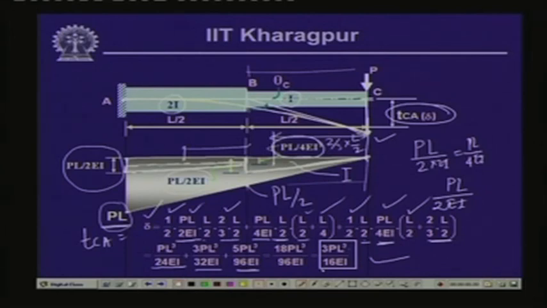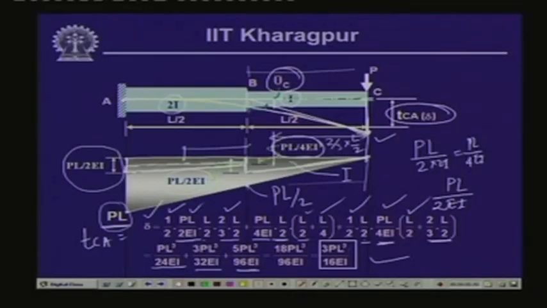And also, if we would like to compute the value of the slope, if we take the tangent at this particular point, and here since the tangent is horizontal, this will give us the value of the slope, which is equal to theta C, and this theta C is nothing but the area of the M by EI diagram between A and C, and that is as per the first moment area theorem, that the difference in slope between 2 points is equal to the area of the M by EI diagram between those 2 points. So, here the difference in slope between these 2 points is theta C, and we will have to take the area of the M by EI diagram between these 2 points.